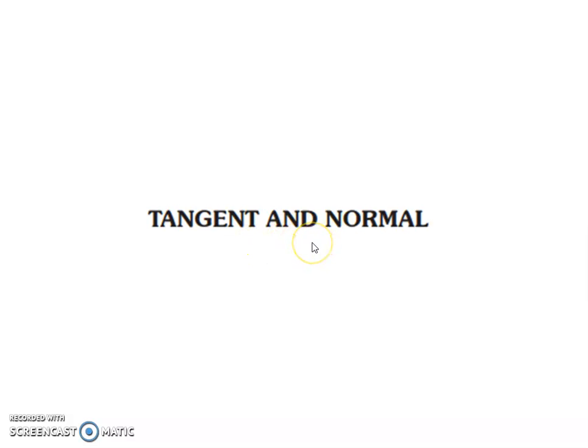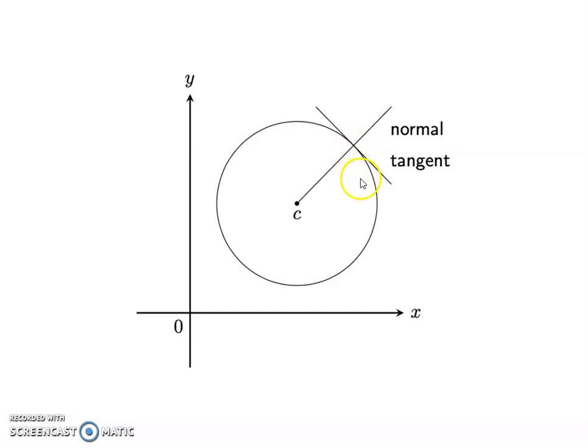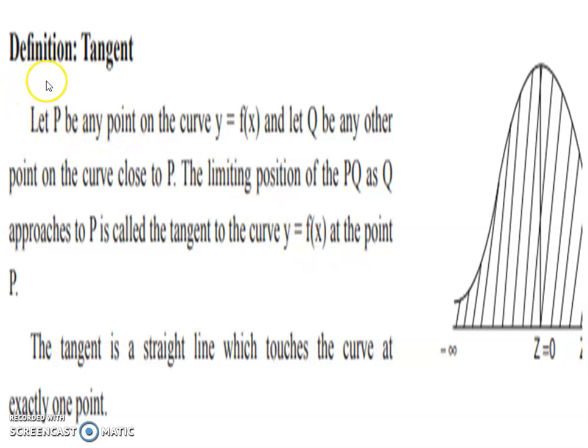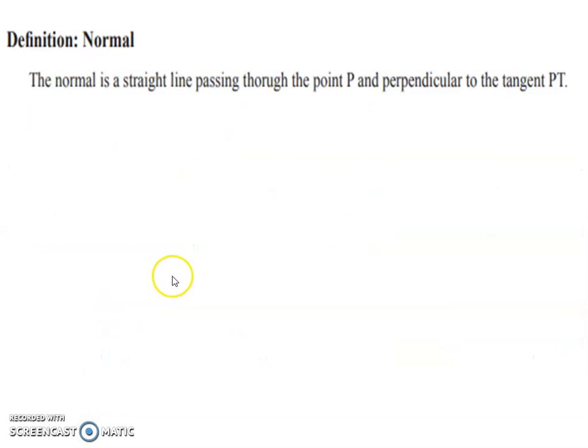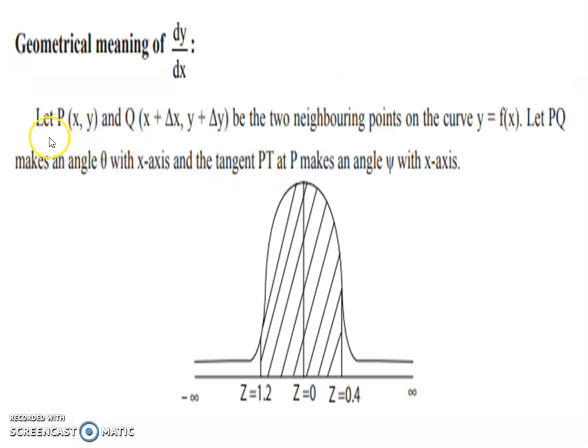We know that tangent and normal. In this diagram we have to see this one is obviously the normal and this one is the tangent, which touches the circle at one point only. Definition: let P be any point on y is equal to f of x. Q is another point close to P. The limiting position of PQ as Q approaches P is called the tangent to the curve y is equal to f of x at the point P. The tangent is the straight line which touches the curve at exactly one point. The normal is the line passing through the point P and perpendicular to tangent PT. Just we have to introduce.